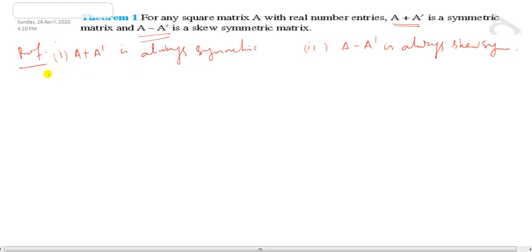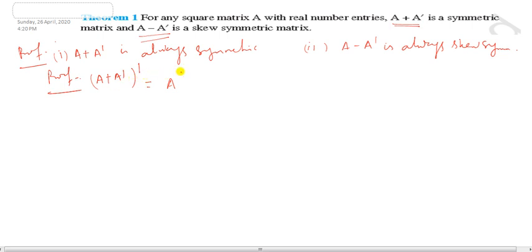So let me try to solve it. Let me prove it. For proving any of the matrices to be symmetric or skew symmetric, I must find its transpose first. If I get the same elements, then it is symmetric. If I get the negative elements, then it is skew symmetric. So let me transpose it.